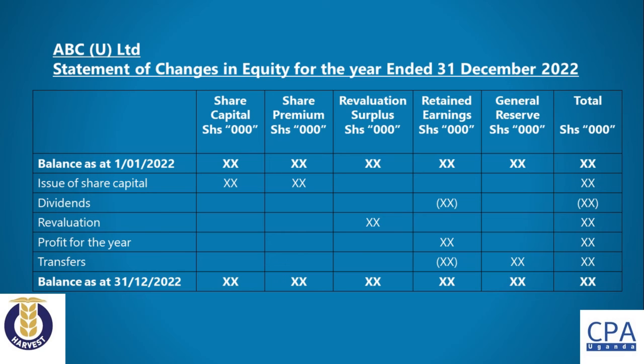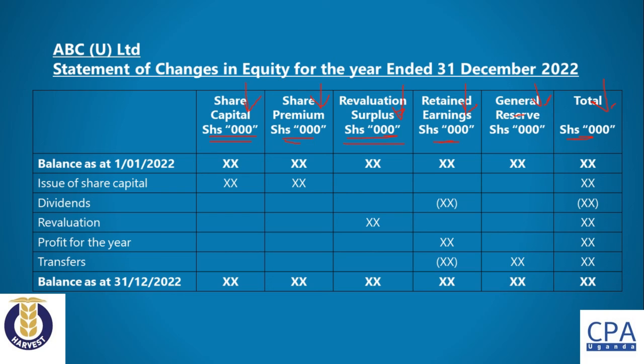So with this simplified version, you will appreciate the fact that with the statement of changes in equity, you need to create a column for the share capital, where you capture the balances of share capital. You need to create a column for the share premium. You need to create a column for the revaluation surplus account. You need to create a column for the retained earnings. You need to create a column for the general reserve and a column for the total.